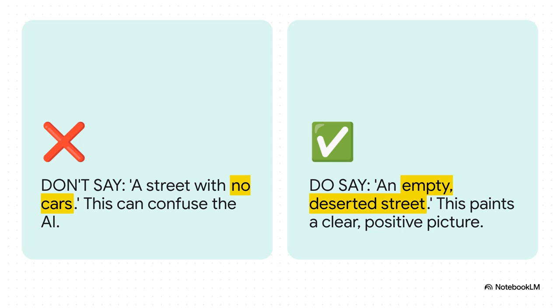Instead of telling the AI what you don't want, describe what you do want. So instead of saying a street with no cars, which can actually confuse the AI, you'd say an empty, deserted street. You're painting a positive picture of what should be there, which is absence. It's a small change in how you think, but it has a huge impact on your results.